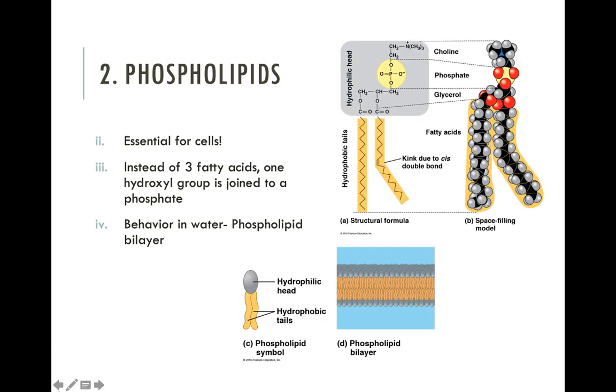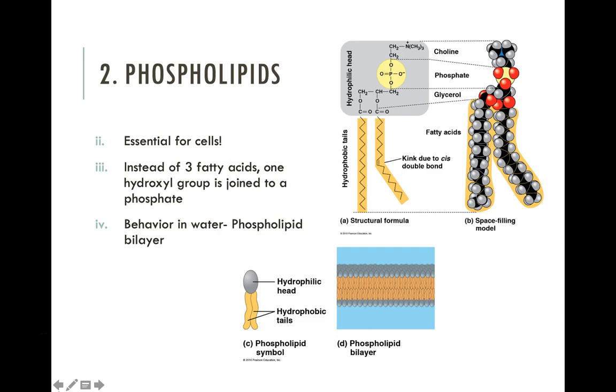Our next type of lipid is sort of a modified fat called a phospholipid. So phospholipids are really important in cells. Phospholipids are the main component of the outside layer of almost all living cells. The outside layer of a cell is produced by something called a phospholipid bilayer. So there's a picture down there on the bottom.